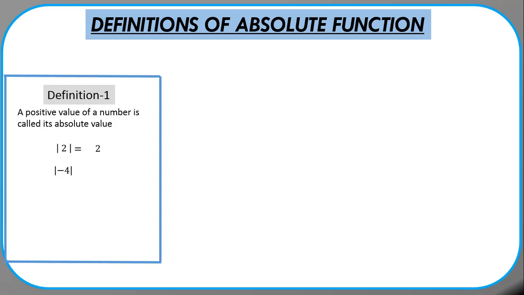If we have any number minus 4 and it is in those two vertical lines, these two vertical lines represent the absolute value of minus 4. And according to the definition of absolute numbers, the minus 4 will become the positive value of minus 4, which is going to be 4.